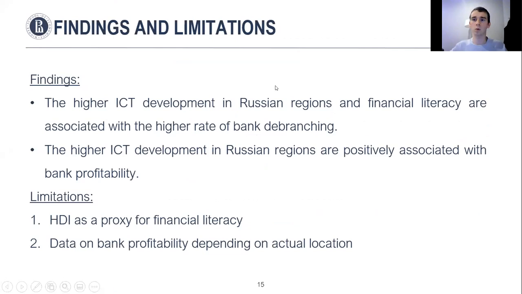For example, one of my main results is the role of financial literacy. So this is another justification why financial literacy should be considered as an institutional factor. And this is additional justification why we need to increase the level of financial literacy. So it is the justification for the Central Bank of Russia, that we need to increase the level, because the higher level of financial literacy is associated with bank debranching. The higher ICT development also is connected with bank debranching, as we already see in the results. Just for justification, maybe. Does it answer your question?